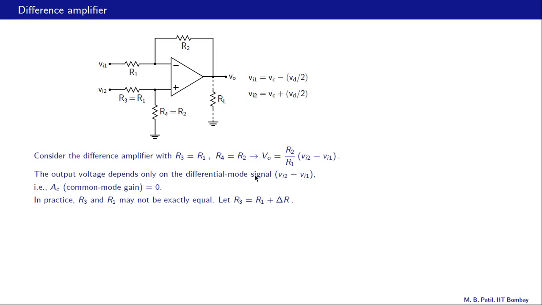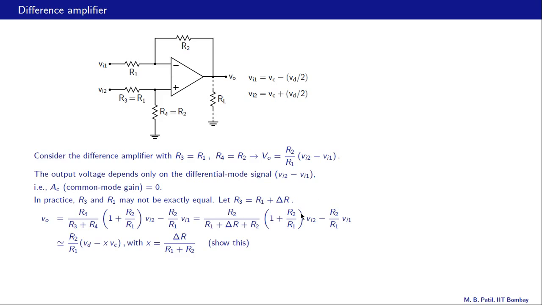And in this case, our VO also will get modified, and let us see what that is. If you recall, our final expression came from this expression here, and now for R4 we can use R2, and for R3 we can use R1 plus delta R, and then we get this expression here. And now we do some algebra, which of course you need to do, and arrive at this final result.